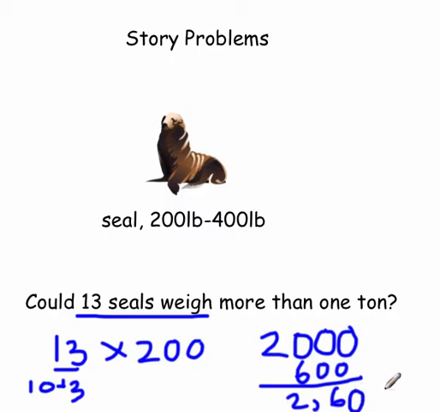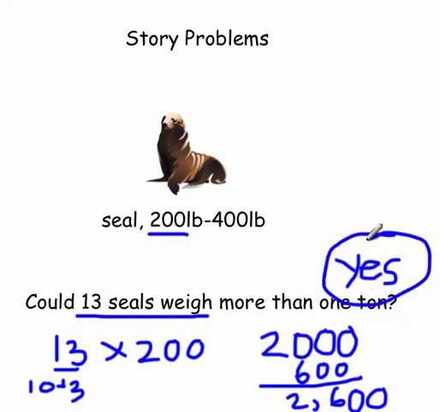The answer to the question is, could these 13 seals weigh more than 1 ton? Do you remember what 1 ton was equal to? Yep, it was equal to 2,000 pounds. And we have 13 of these seals at their very lightest weight of 200 pounds, equaling 2,600 pounds. That is way more than 1 ton. 1 ton was only 2,000 pounds. So the answer to this question is yes. I don't even need to know what 13 times the heaviest seals are, because I already know that 13 of the very lightest ones are over 1 ton. So the answer to this question is yes.